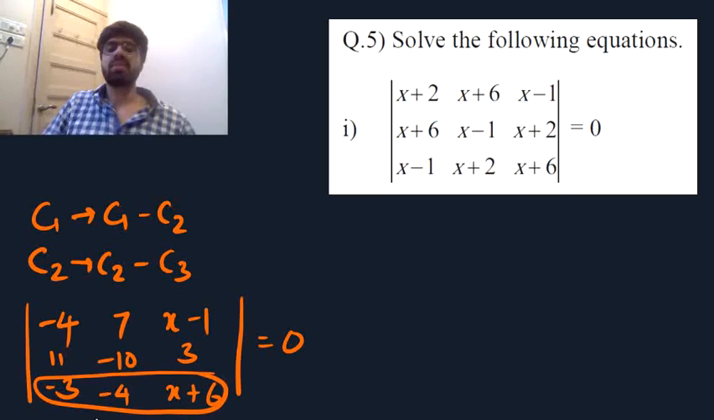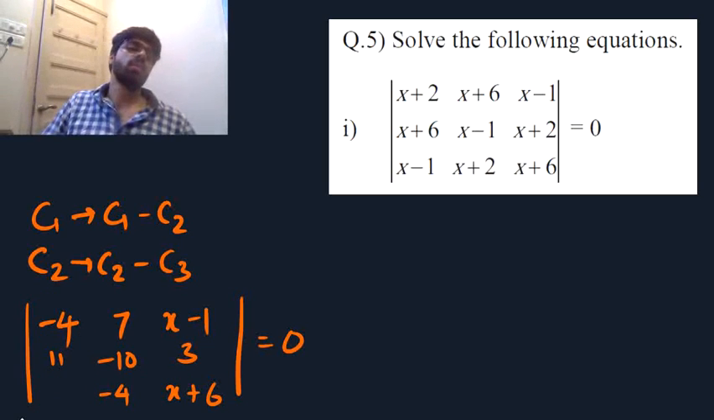Similarly, let's go for R3 minus R1. So this minus this will give us a minus 1 here. Sorry, will give us a plus 1 here. This minus this will give us minus 11. And this minus this will give us a 7. Yeah, I think evaluating this will be an easier task now.